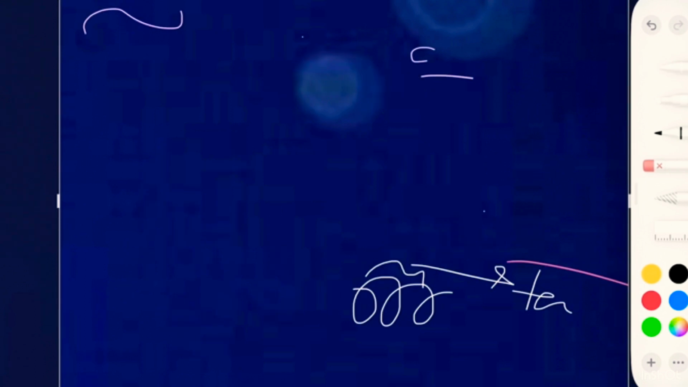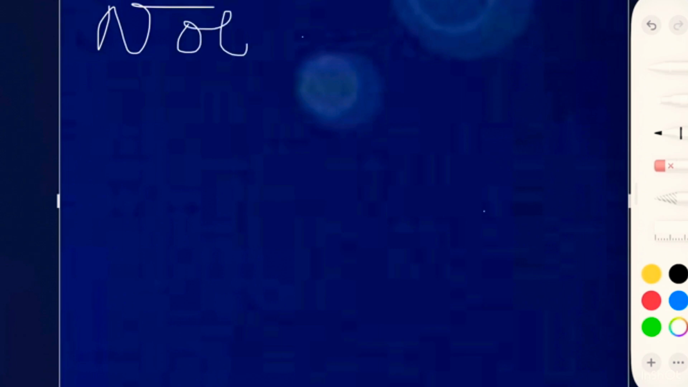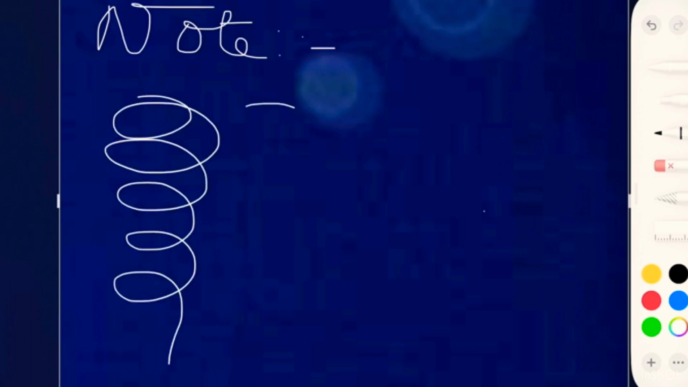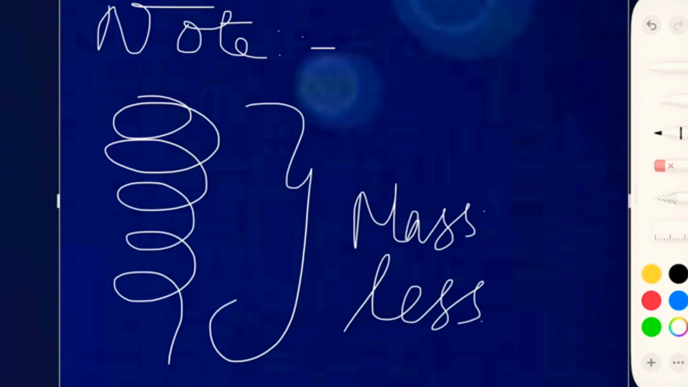Tension is the force in a rope or string which is pulled. So I need everyone to note this down neatly. Note that unless stated otherwise, a string is always assumed to be massless, and hence the tension in the string will be the same throughout its length.